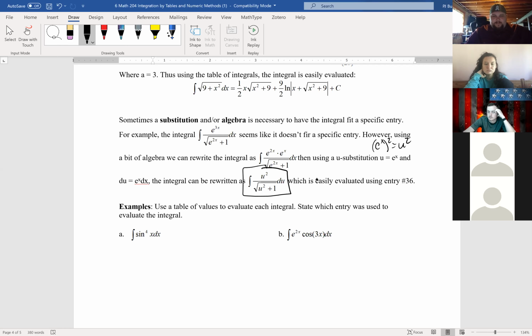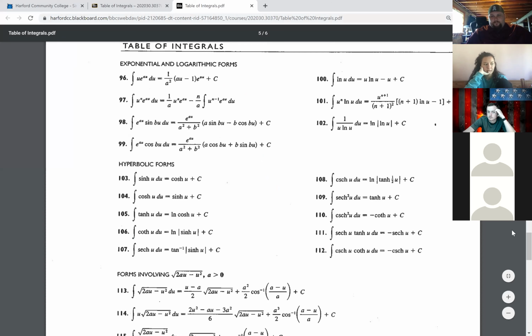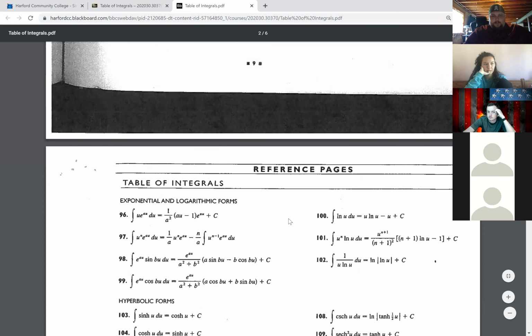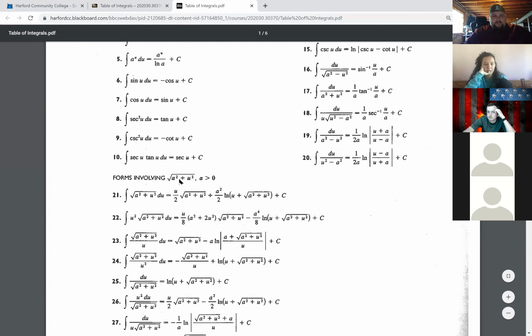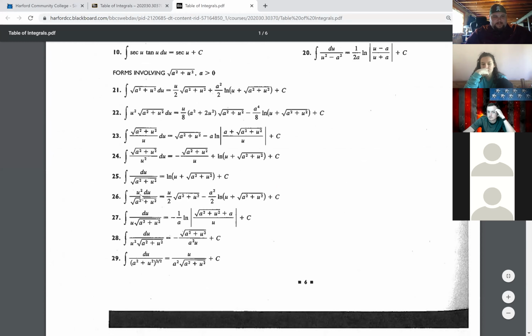That can be found in the integral table. So we're looking for u squared over the square root of u squared plus something. So we need the u squared plus something squared form. And then we look down through here and say, hey, look, there's u squared over u squared plus a squared. So that is the form that we're looking for. And all we would have to do is plug in a and u.